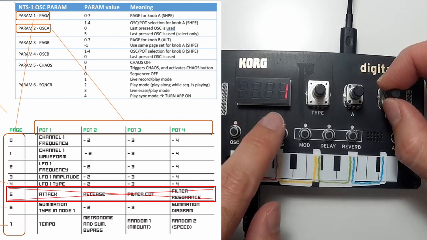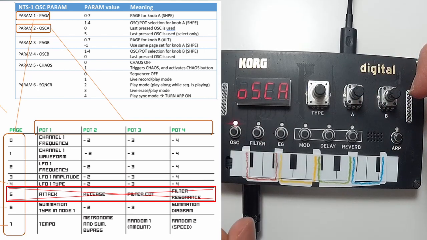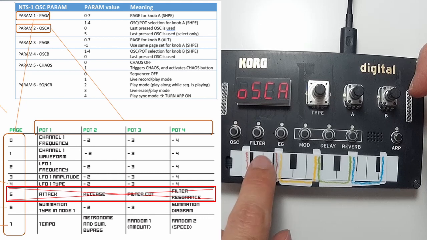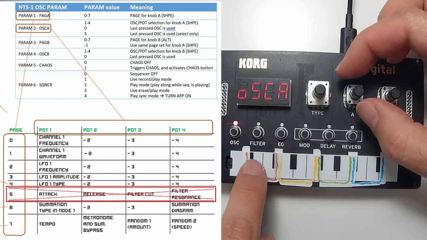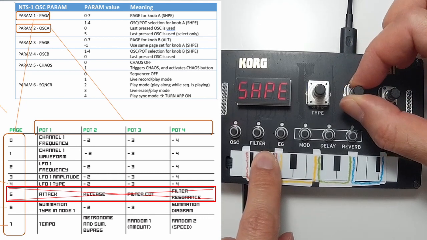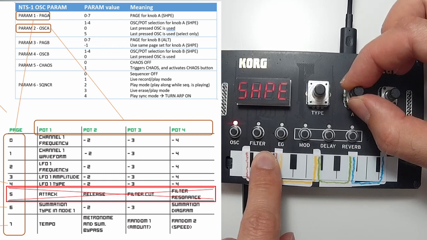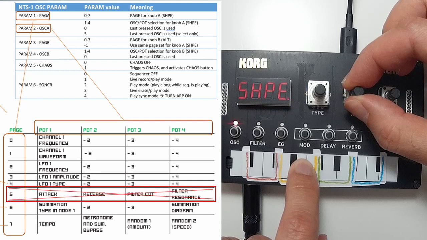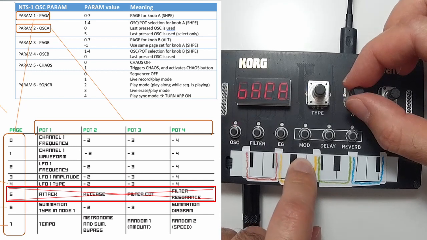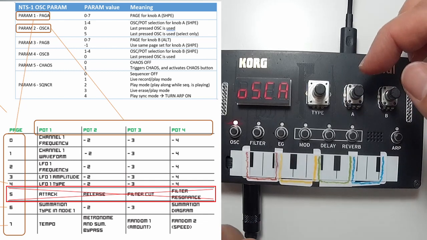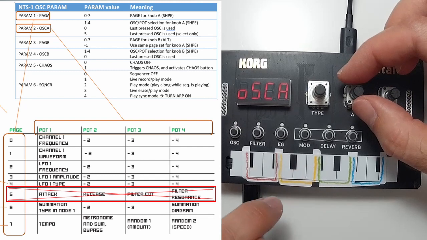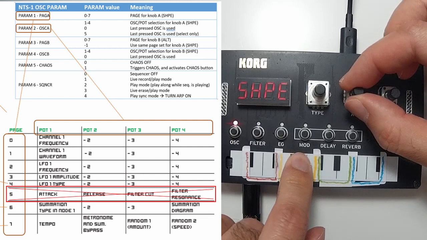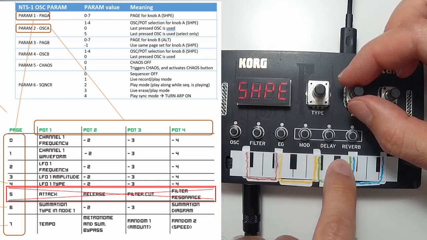If you select 0, which is the default, you will always change the last pressed oscillator. So in this case, I'm pressing 1, it changes 1, I'm pressing 2, it changes 2. The same happens for all the other pages and all the pots.